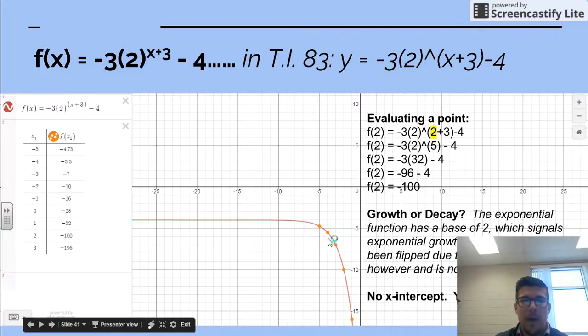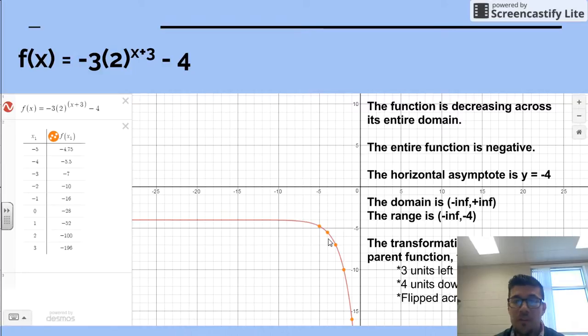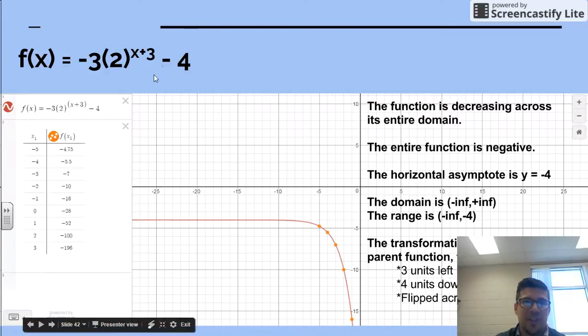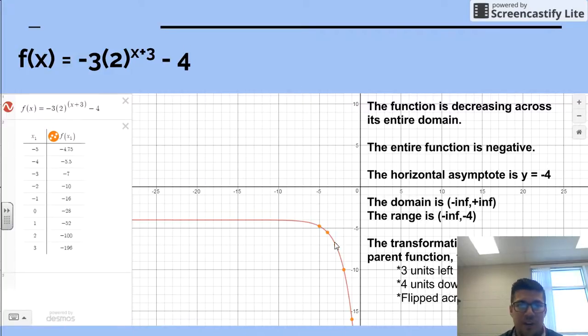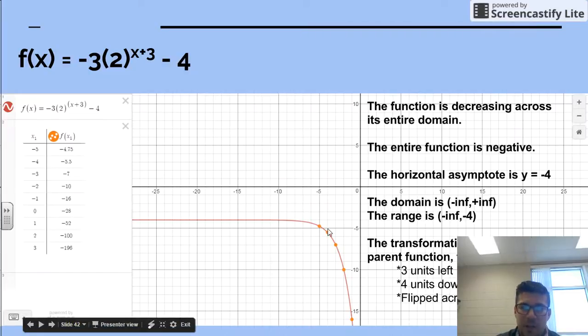All right. Next thing, the function is decreasing across its entire domain. The function is negative across its entire domain. Horizontal asymptote is -4. You can tell that very quickly by seeing the vertical shift right here. Domain is -infinity to +infinity. The range is bottom to top, -infinity to the top, which is -4, not including -4. Transformations are 3 units to the left, 4 units down, and it is flipped across the x-axis.